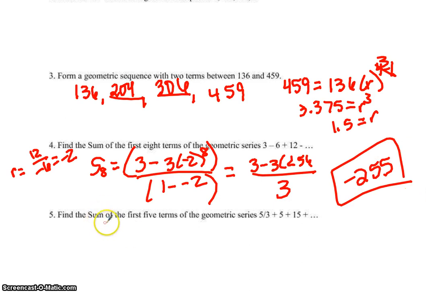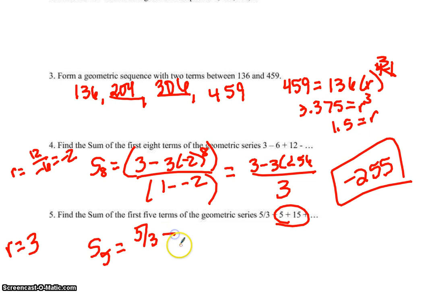Number 5, find the sum of the first 5 terms of the geometric series. Once again, you need to know what r is. I would take these to figure it out. 15 divided by 5 is 3, so r is 3. So then using your formula, S5 is equal to a1, which is 5/3, minus a1, which is still 5/3, times r to the n. So r, we said, was 3, to the n is 5, all over 1 minus r, which is 3.